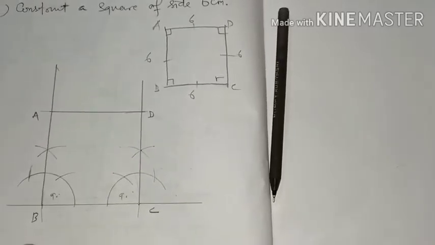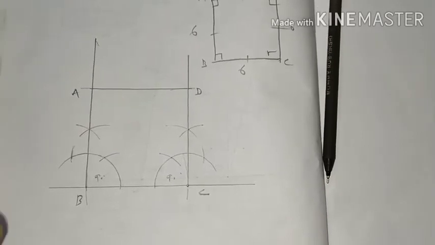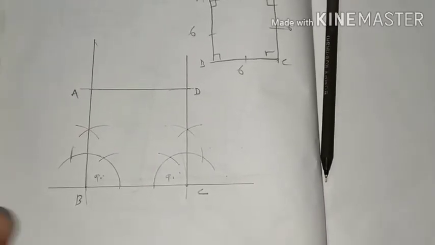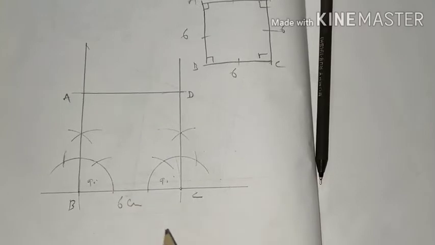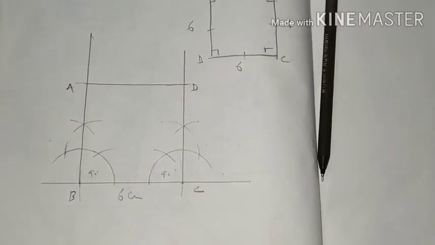So students, now you can see I have already joined these 2 points A and D, so that we get the required square of side 6 centimeter. Here it is also 6 centimeter, it is also 6 centimeter, all the sides are 6 centimeter, and all the angles are 90 degree.